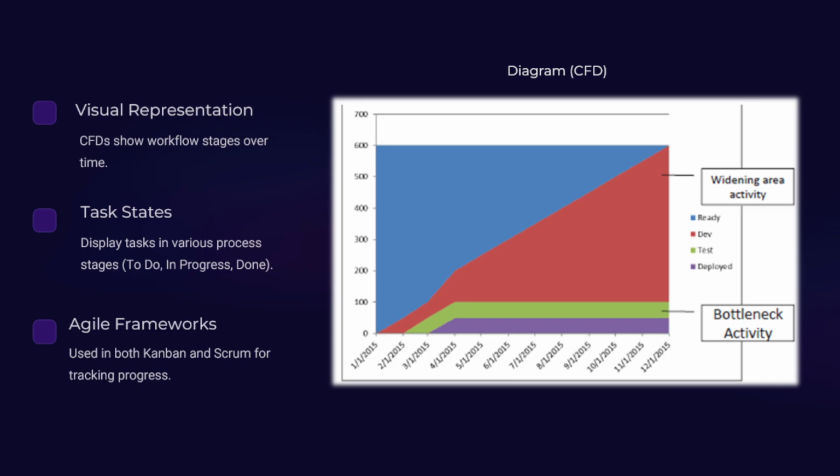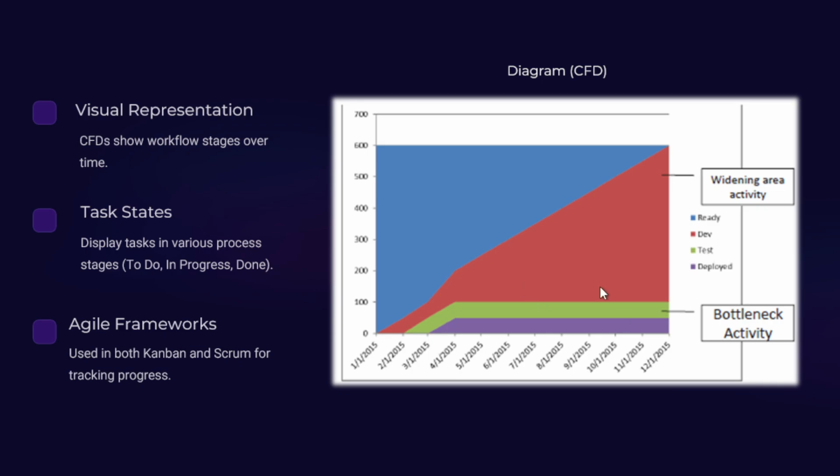So in our case, on the x-axis we have January 2015, and here are the stages. These are the task states, each of them represented with a color. And this diagram helps us identify where the bottleneck activity is. As you can see, this is the bottleneck activity, because this was supposed to keep moving the way it's moving.